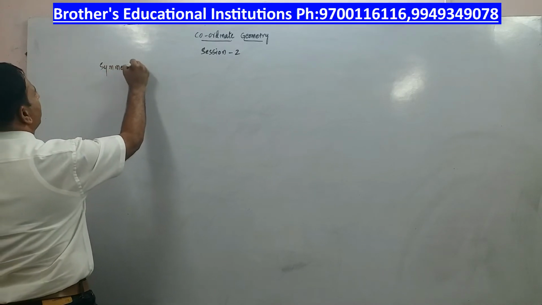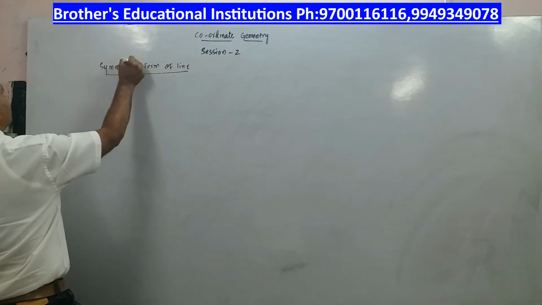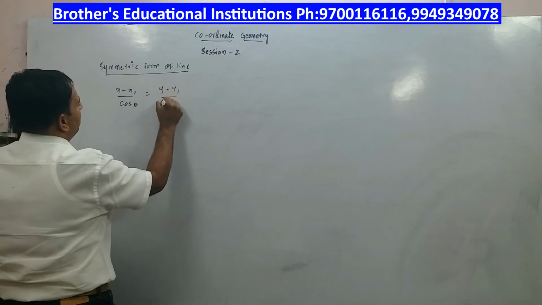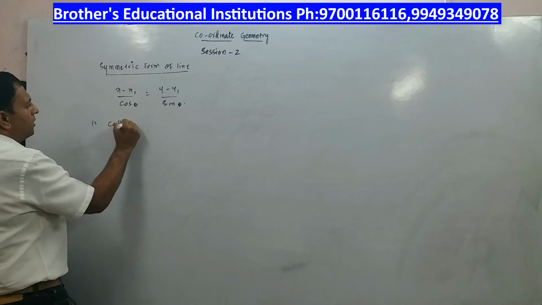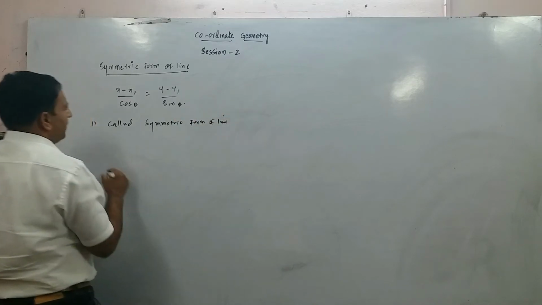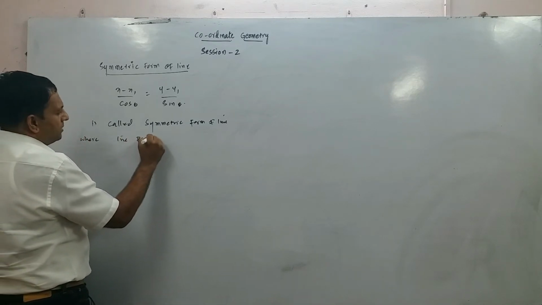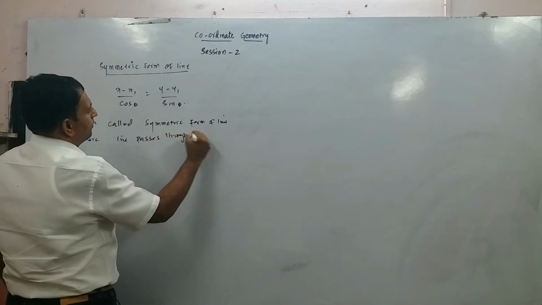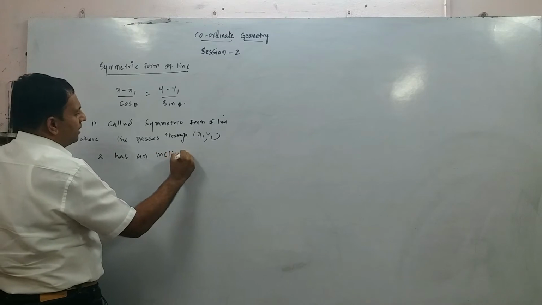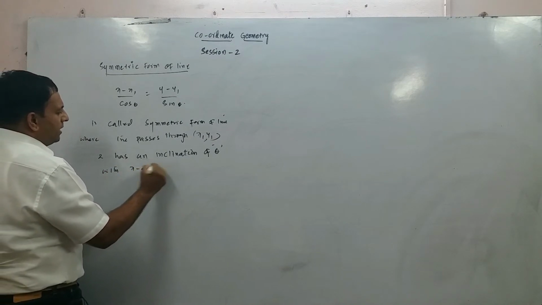Yes, children, symmetric form of line. Now what is the symmetric form of line? (x - x1)/cos θ = (y - y1)/sin θ is called symmetric form of line, where the line passes through (x1, y1) and has an inclination of θ with the x-axis, and that is also in the positive direction.